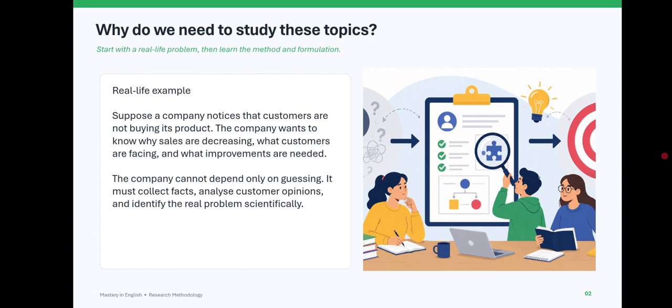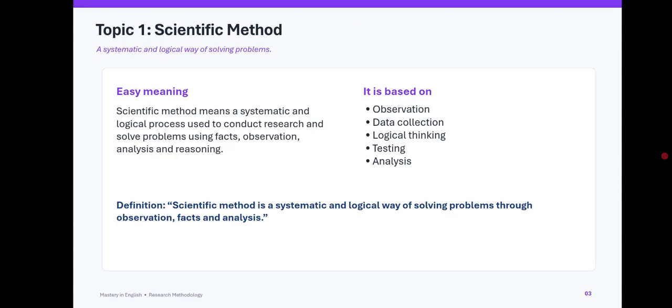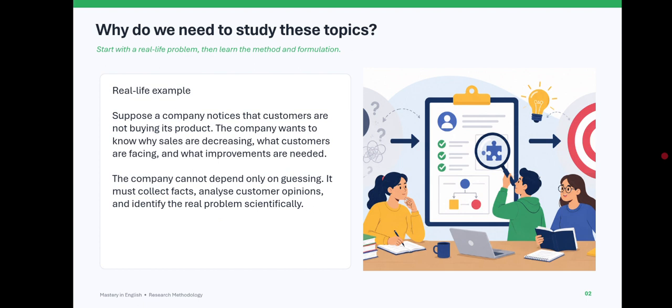So basically this systematic and logical way of solving problems is called scientific method. But before solving any problem, any kind of problem, researchers must clearly identify what exactly is the problem. So basically this process is called the problem formulation. So therefore we study these topics because they help the researchers to solve problems scientifically.